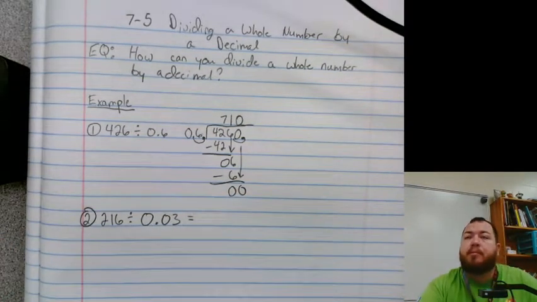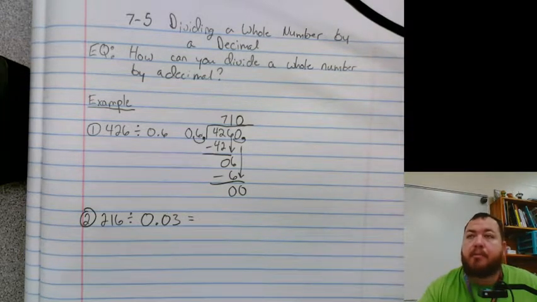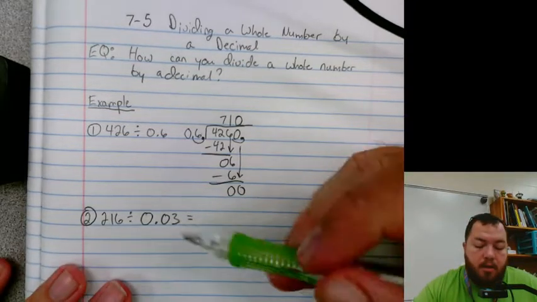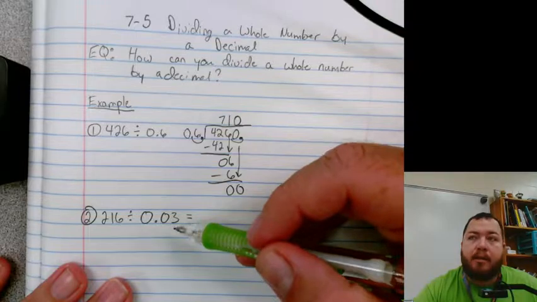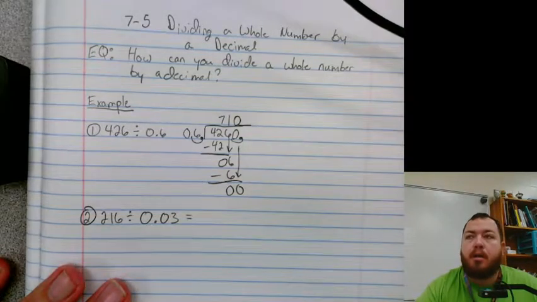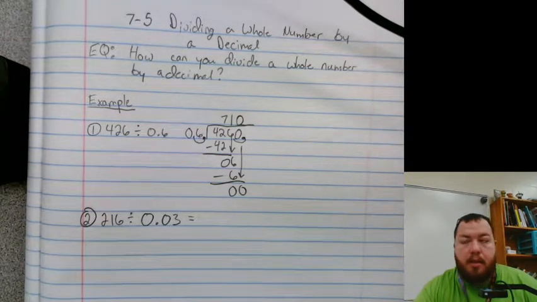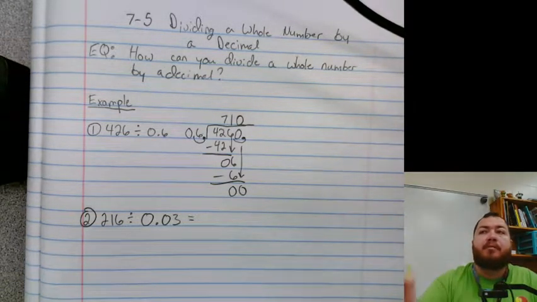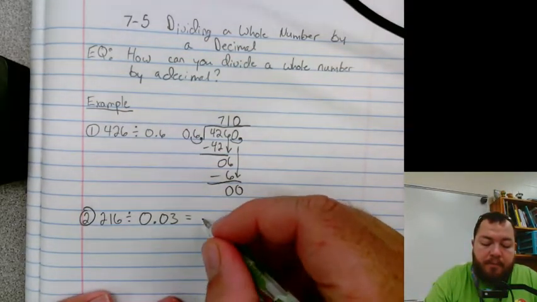So remember when we were multiplying by powers of 10, 10 to the first power, 10 to the second power, and we were moving decimal points? What would I have to multiply the divisor by? What power of 10 to make it a whole number? Go ahead, Antonella. 1,000. Not 1,000. We need the power of 10. Go ahead, Nick. 10 to the power of 2. 10 to the second power.